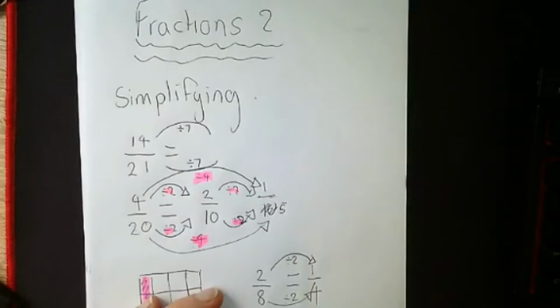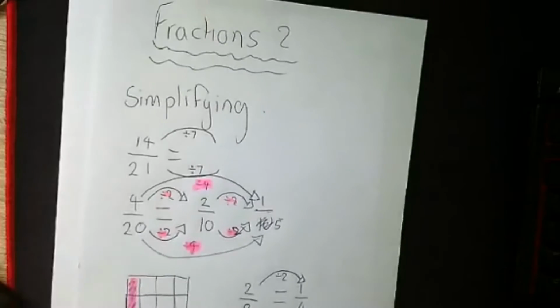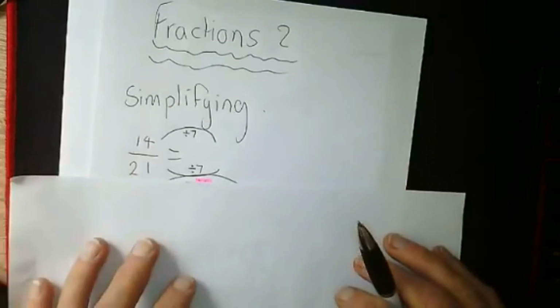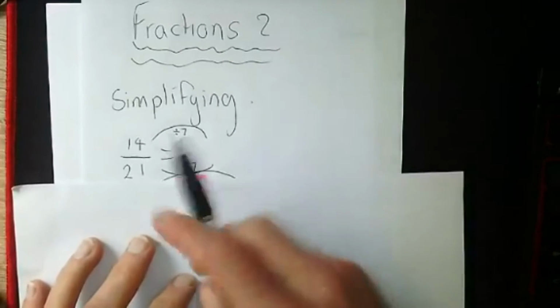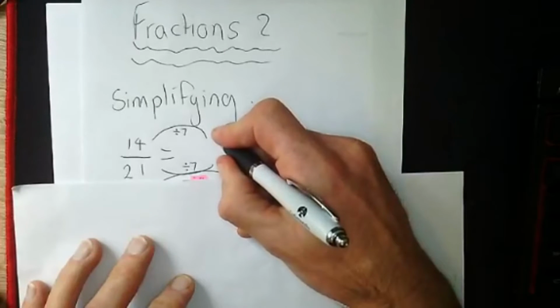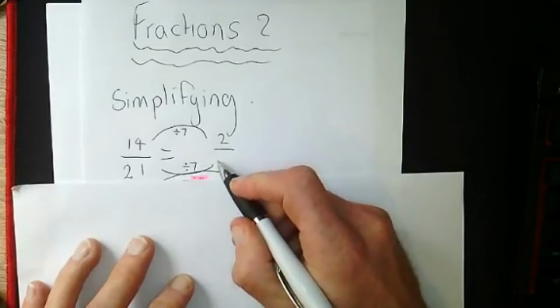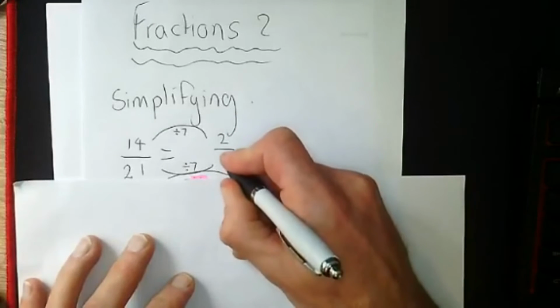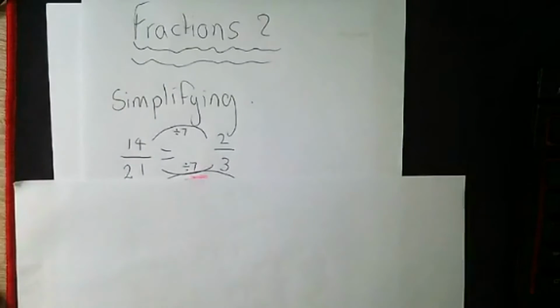This is where we know our times tables. 14 divided by 7 is going to give us 2. Cover that up. We want the minimum amount of stuff here so it doesn't confuse you. 14 divided by 7 is going to be 2. And 21 divided by 7. 1 7 is 7, 2 7s are 14, 3 7s are 21. So that's going to be 3. So you can see that it's made a much easier fraction to deal with.